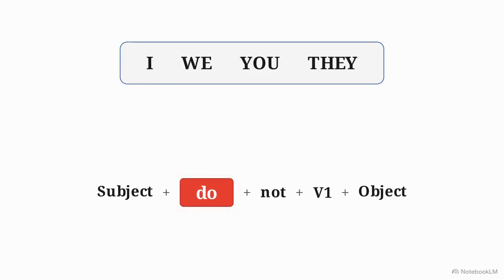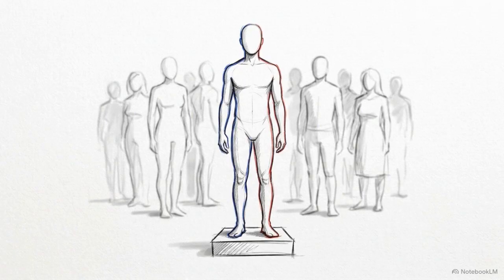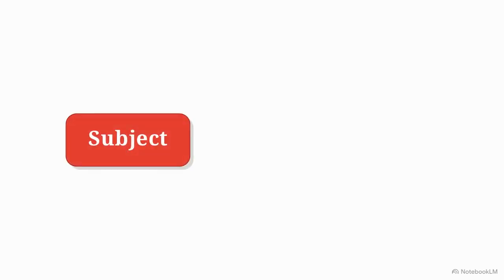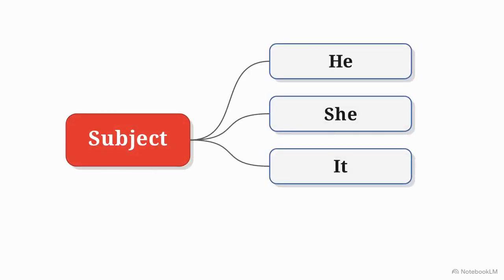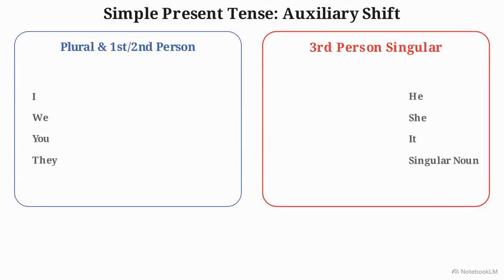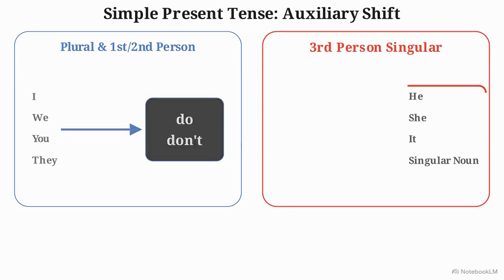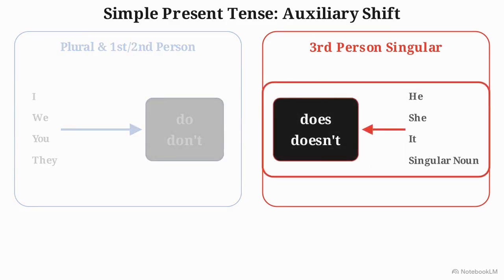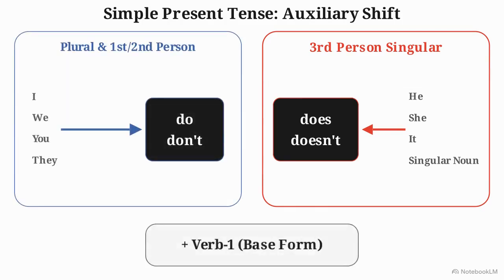The grammar rules change slightly when we talk about a single third party, specifically when the subject is he, she, it, or any singular noun. Looking at this logic box, you can see the mandatory shift. While the plural subjects on the left use do and don't, the singular subjects on the right require the auxiliary verb to switch to does and doesn't.